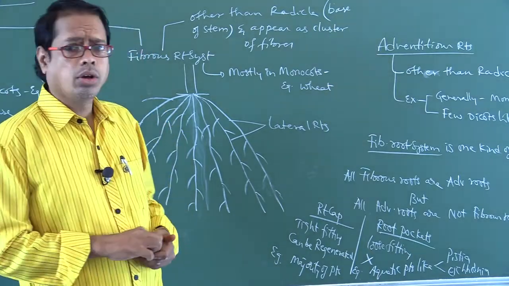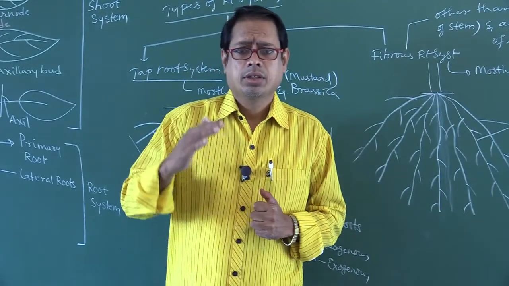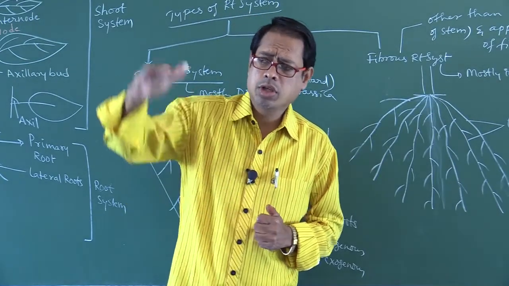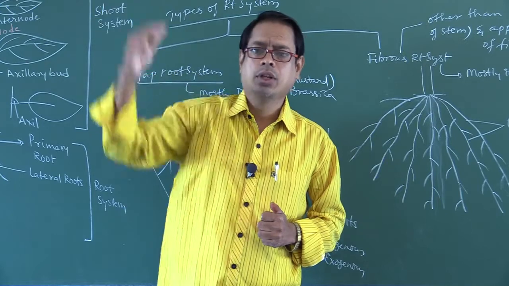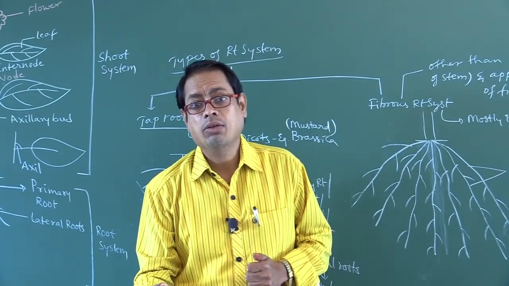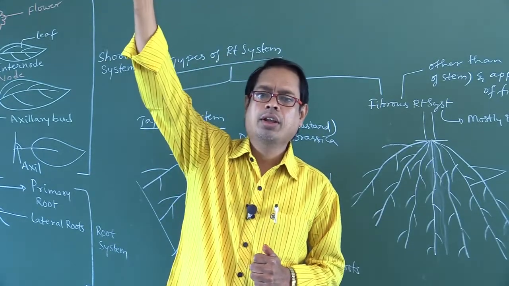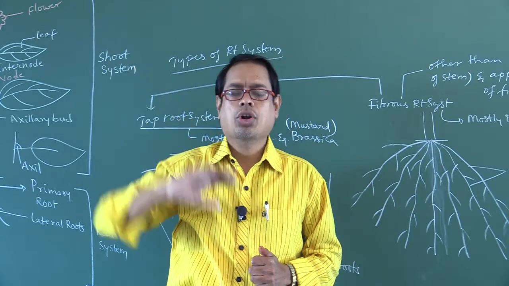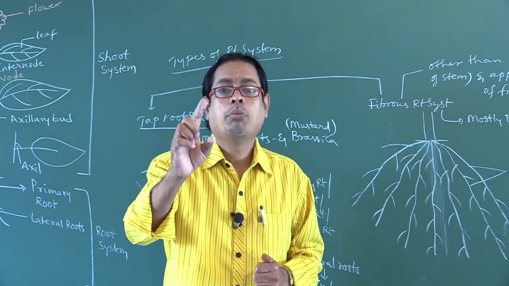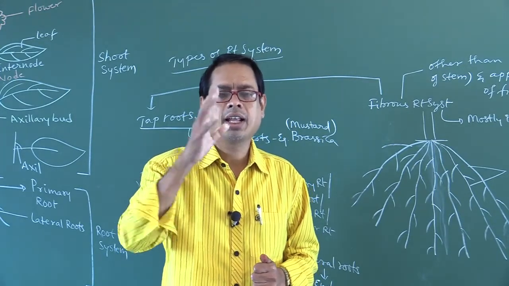Okay? So, what are the parts of the plant body? The system that grows below the soil level is called root system, above the soil level is called shoot system. The root system is positively geotropic or negatively phototropic. Shoot system is positively phototropic or negatively geotropic. Shoot system is developed from plumule. Root system is developed from radicle.